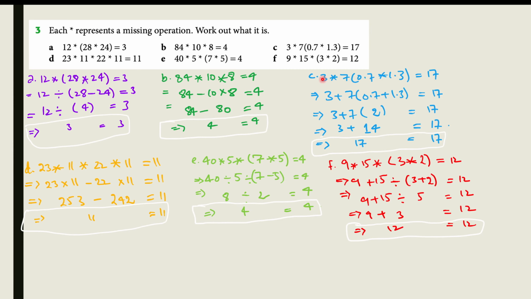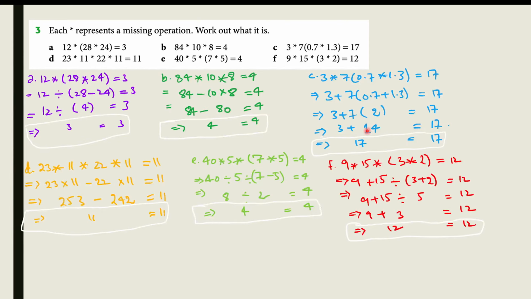In here again, 3 * 7. In here there is a parenthesis, so obviously we don't have to guess this operation is multiplication. We have in here 0.7 * 1.3. If we add this 0.7 to this 1.3, we get 2. Because on the right hand side we are having 17, which is a whole number, we are not going to move for any subtraction or division, we move for addition, and as a result we get a whole number. Now 7 multiplied by 2 is equal to 14.